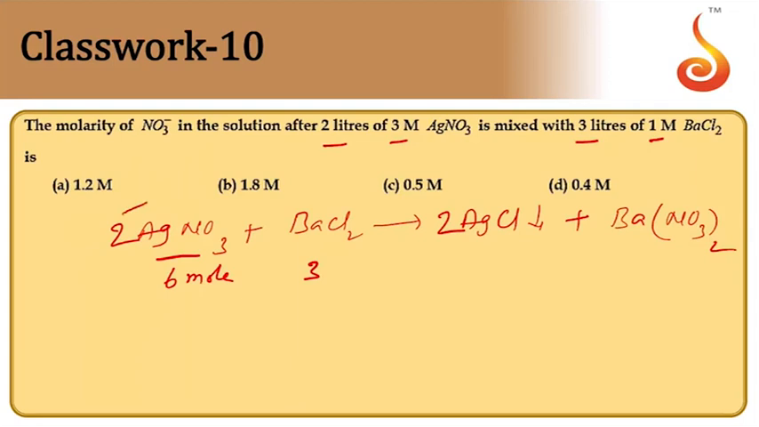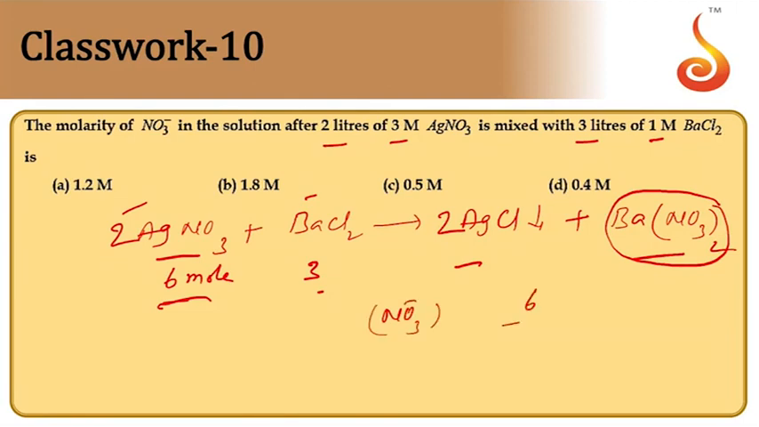So here 2 moles react with 1 mole, so therefore 6 can react with 3 moles. The number of moles of AgCl formed will also be 6 here. The number of moles of Ba(NO3)2 formed will be 3 moles. 3 moles of Ba(NO3)2 will have altogether 6 moles of NO3 minus ions. So the number of moles of NO3 minus is 6 moles here.